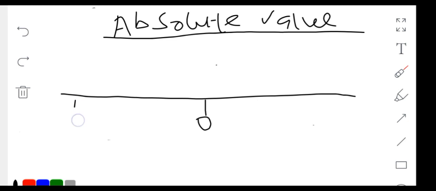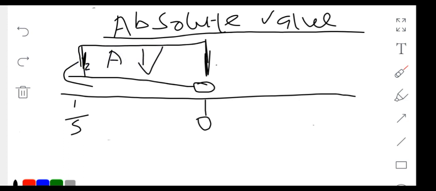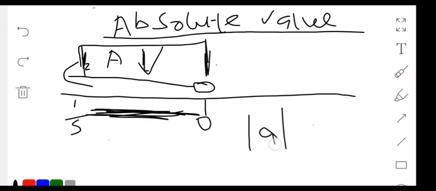Let's say this is a number now. Let's say this is 5. So the distance of that 5 from the origin of the number line, from here to here, is what we call absolute value. The distance between them is what we call the absolute value. Simple as that. So we can say absolute value of A.